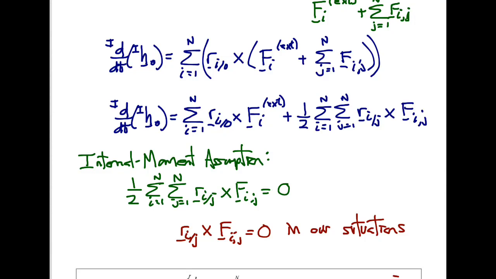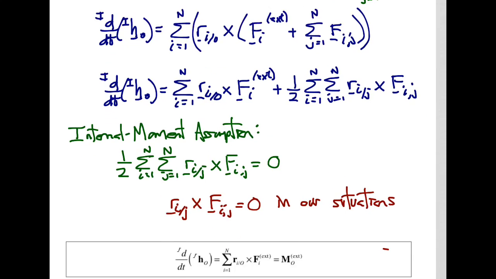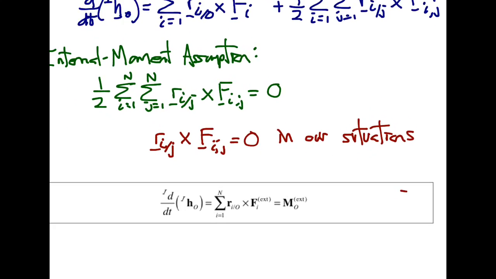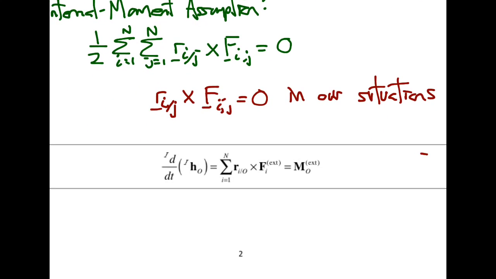And so, with this assumption that r cross f of all of our internal moments is 0, and this will be the truth in our situations, we now have a working expression in which we say the time derivative of the total angular momentum is equal to r cross f, so this is for all particles, and this is the moment simply due to external forces. So the time derivative of the total angular momentum as observed in the inertial reference frame is equal to this total moment due only to external forces.